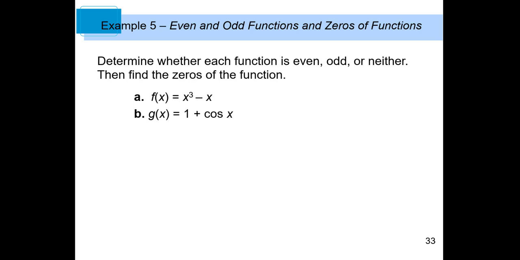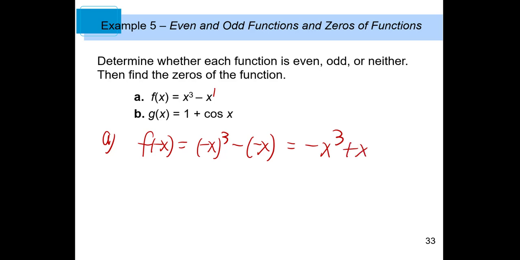So for A, because all the powers are odd, it will be an odd function, but we can double check. We find out what f of negative x is. f of negative x equals negative x cubed minus negative x. I end up with minus x cubed plus x, right? And if you factor out the negative sign, we get minus of x cubed minus x. And this is exactly the f of x, right? So it's minus f of x. So that means this is definitely an odd function.